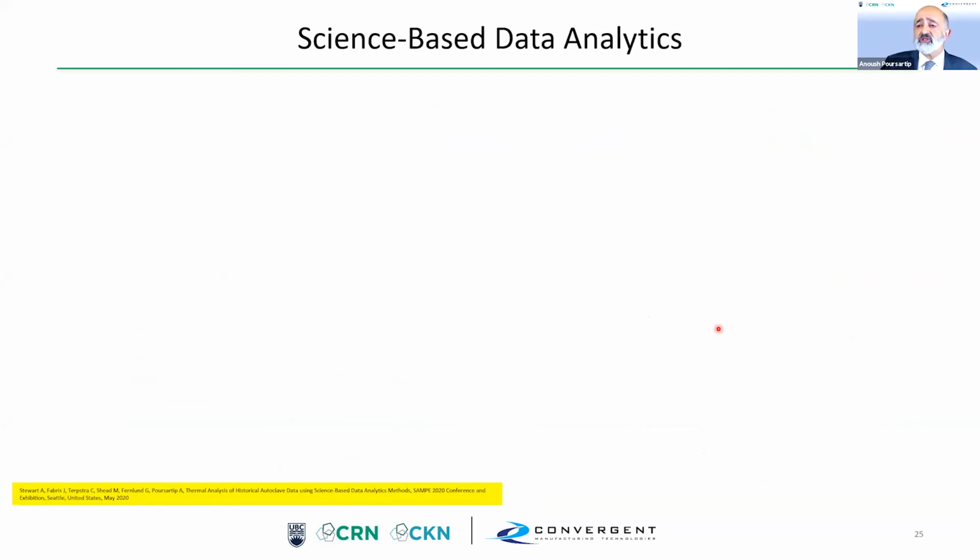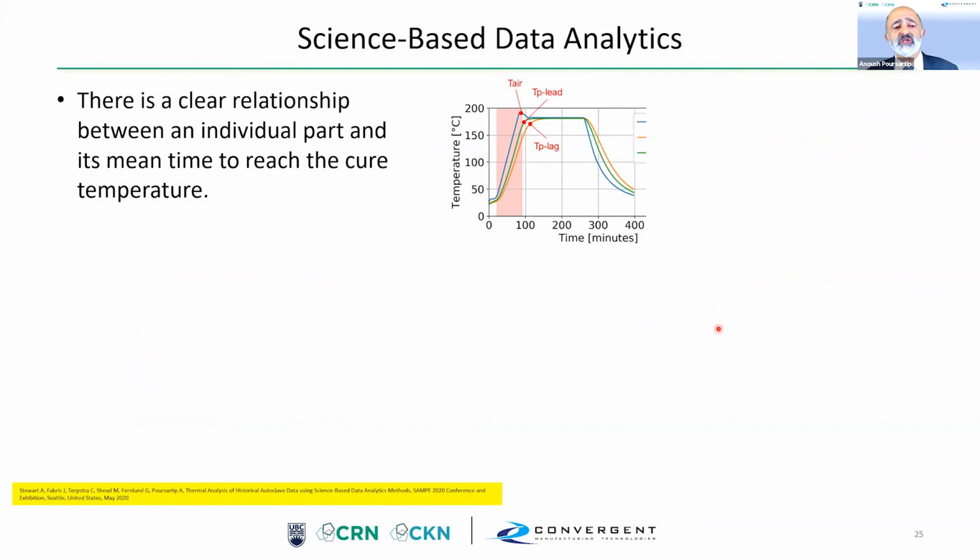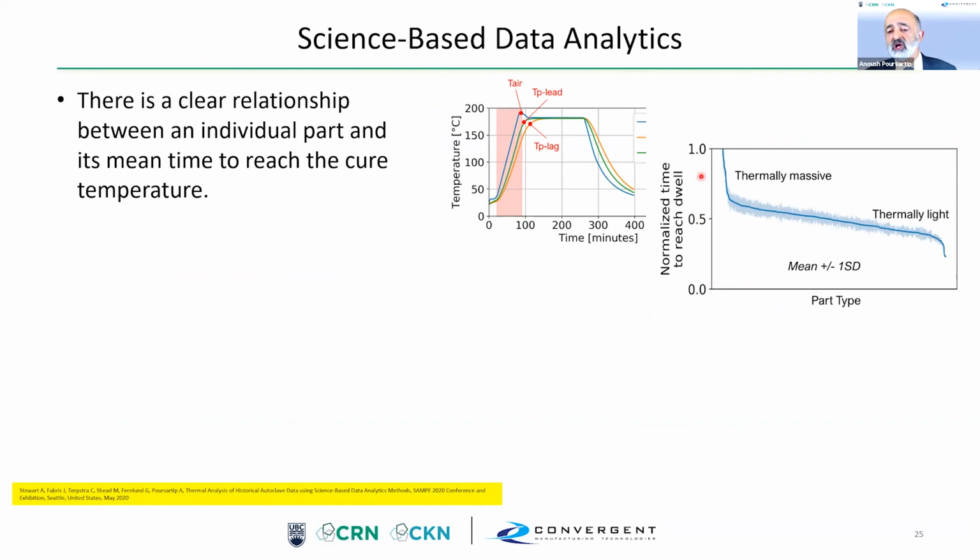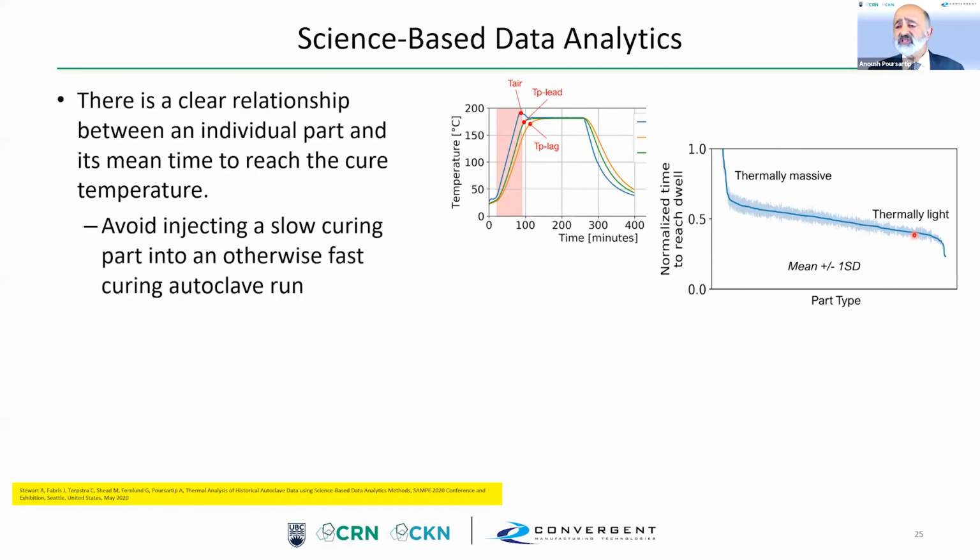What we can then do is start looking for patterns. And what we see is a very obvious, clear relationship between an individual part and how long it takes to reach the cure temperature. So here I'm plotting the normalized time to reach dwell as a function of the part type. Remember, every part has been made hundreds of times over those 9 years. And what you see is that thermally massive parts take longer to reach the dwell than thermally light parts. This allows us to scientifically decide how to avoid injecting a slow curing part into an otherwise fast curing autoclave run. But we can go beyond that.